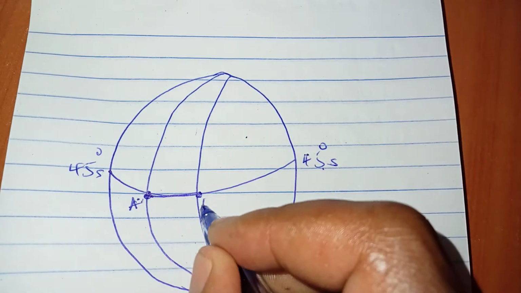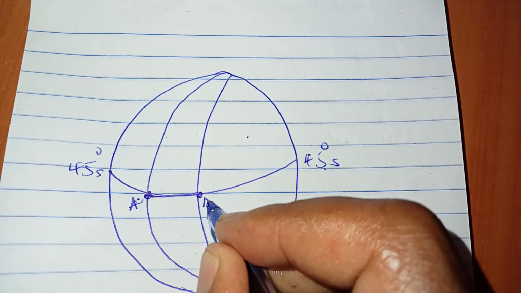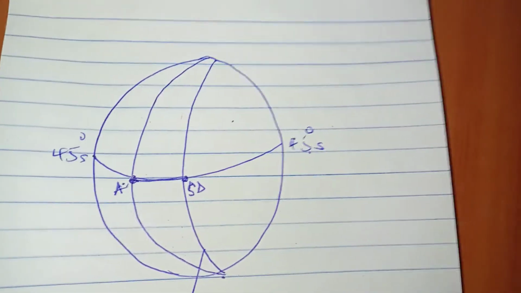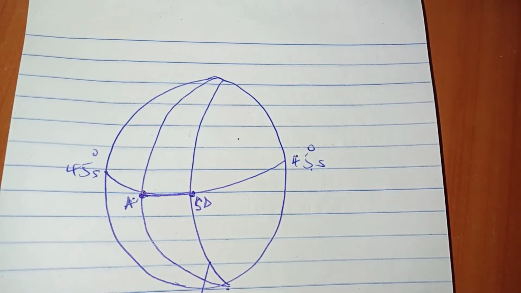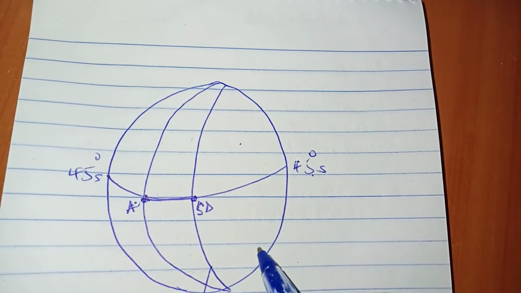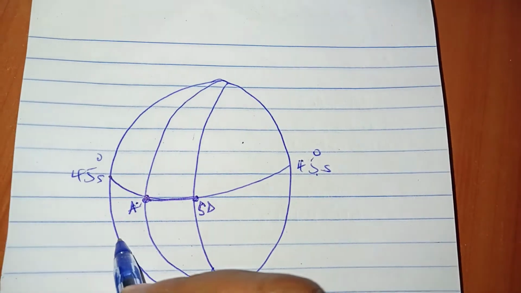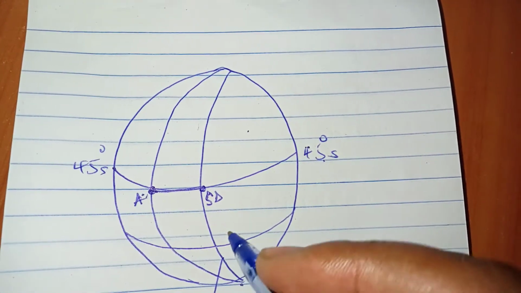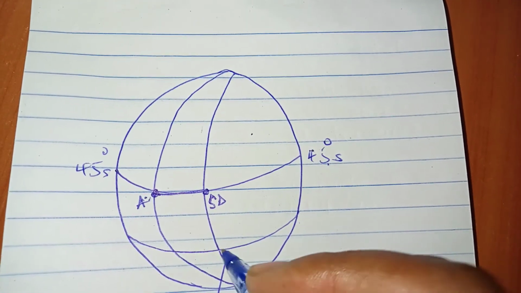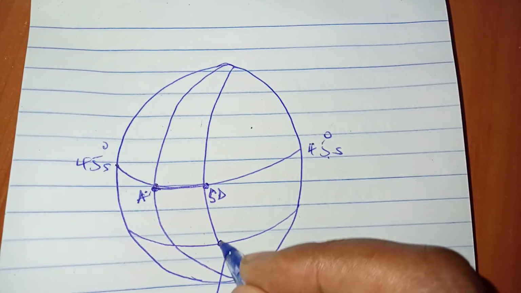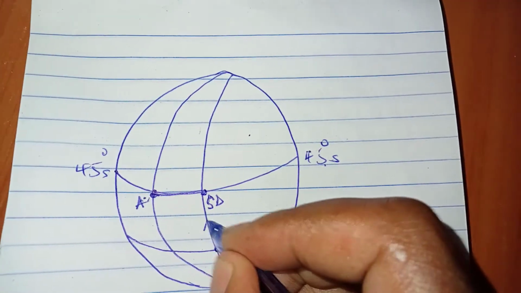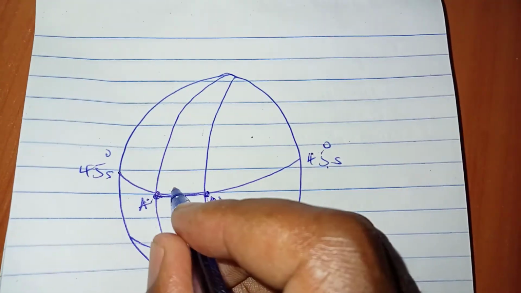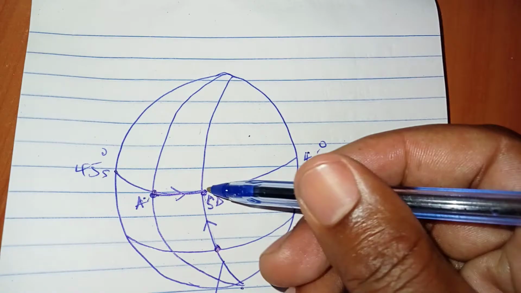Allow me to write this one as the ship in distress, so just write it SD. So we also have another rescue vessel, that is B, located at 52 degrees south, probably somewhere here, and on the same longitude as the ship in distress, so this position here. So you notice that this one will have to traverse due north to rescue it, and this one will have to traverse due east to rescue this ship.